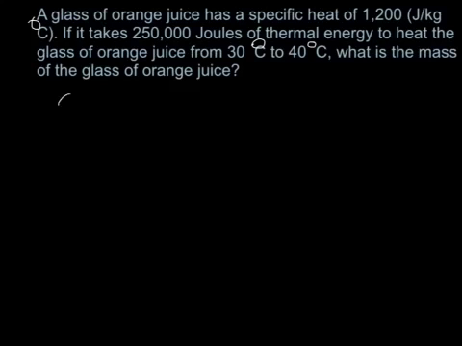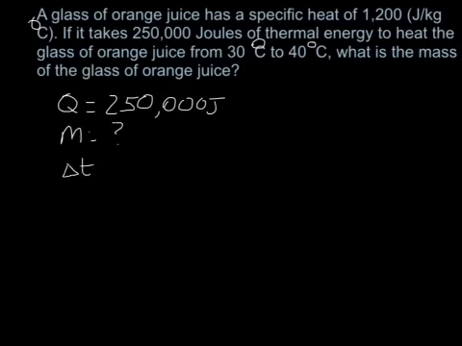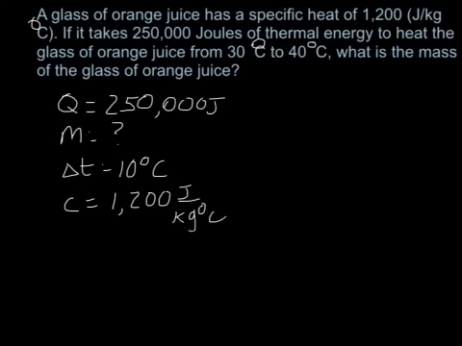Well, we know that the thermal energy is 250,000 joules. We don't know what mass is. The change in temperature equals 10 degrees Celsius, and the specific heat equals 1,200 joules divided by kilograms times degrees Celsius.